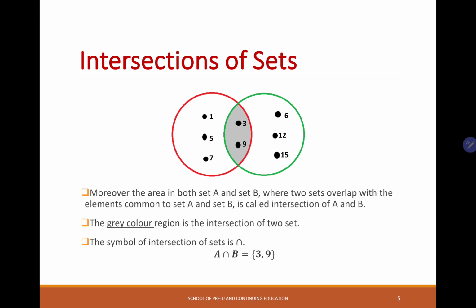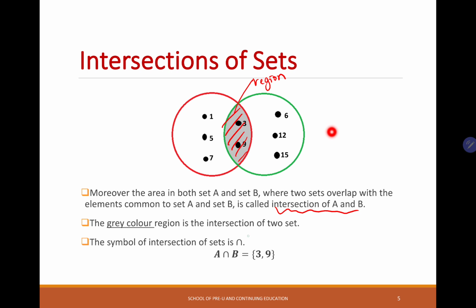Okay, now moreover, this area of set A and set B is where the two sets overlap, which is 3 and 9, the common elements inside set A and set B. We call it the intersection of A and B. The gray region is the region where the intersection of the two sets meets.